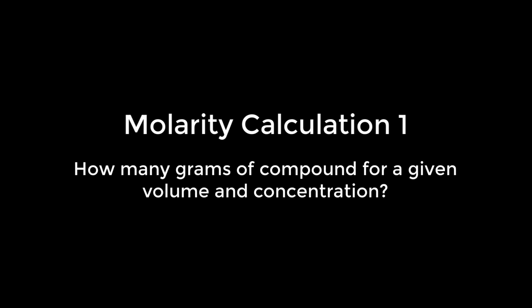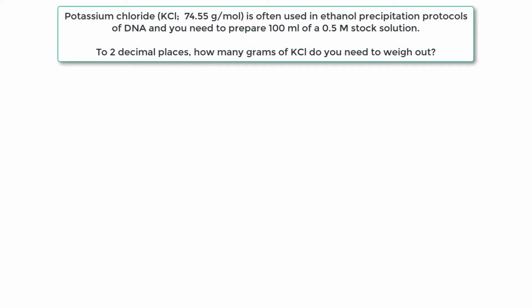In this video we're going to look at how we calculate the number of grams required of a compound to make up a solution of a given volume and concentration. So let's say we need to make up a potassium chloride solution. We need to make up a 0.5 molar stock and we need to make up 100 mils.